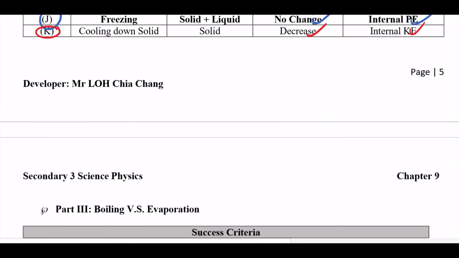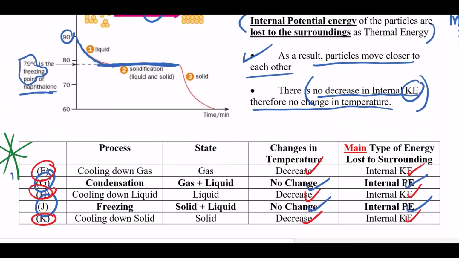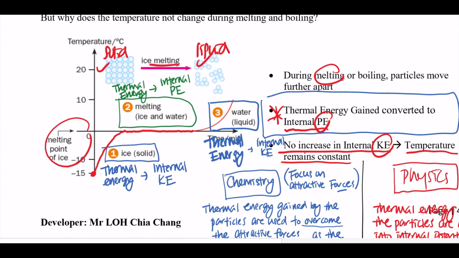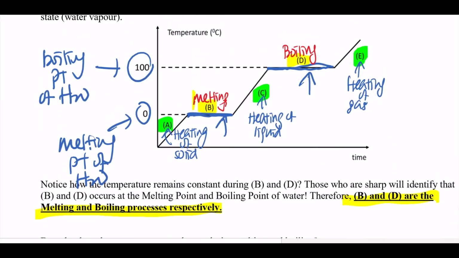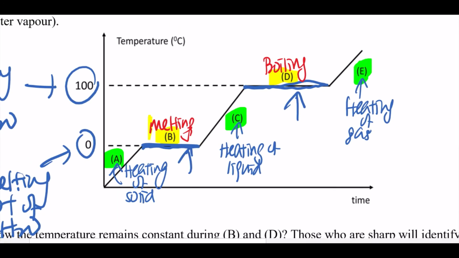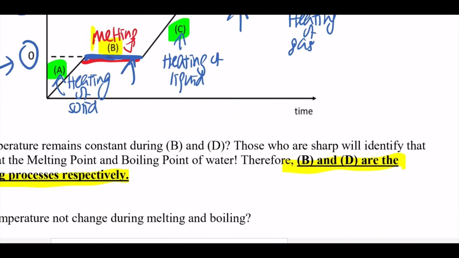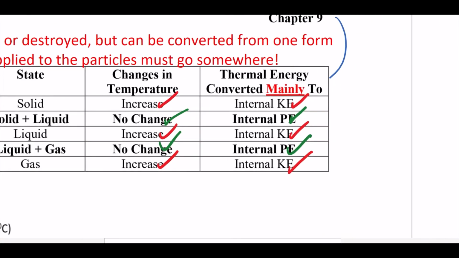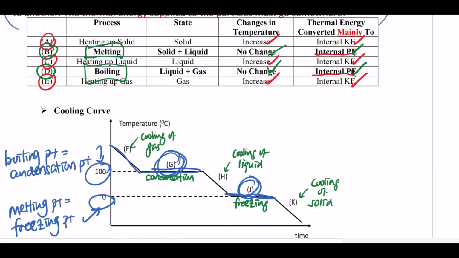Alright, okay, so with this, we have actually explained the heating curve that we saw at the start of the video. Let's recap a little bit. Why is it that when you heat up solid ice, at certain parts of the heating process, the temperature does not change? Well, it's because the thermal energy absorbed is mainly converted to internal PE. Since there's no gain in internal KE, temperature does not increase.